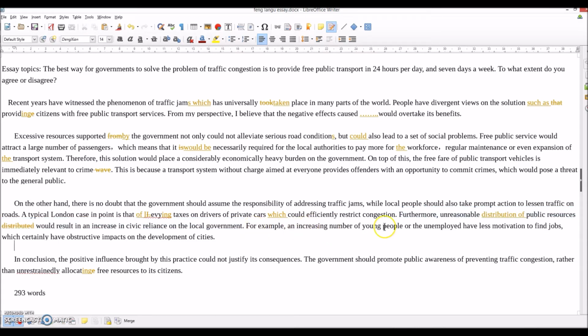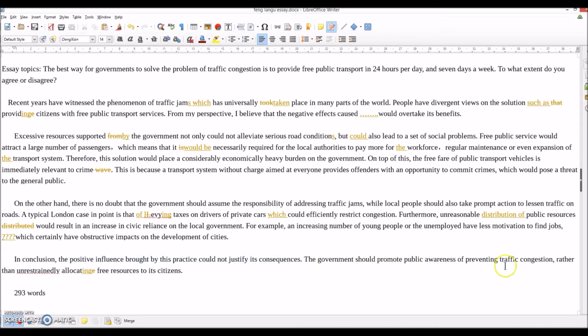For example, an increasing number of young people are unemployed, have less motivation to find jobs. Again, how exactly? What are you talking about? That's not very clear. Well, it's not clear at all. Okay. In conclusion, the positive influence brought by this practice could not justify its consequences. In other words, you disagree. Well, why not simply say so?